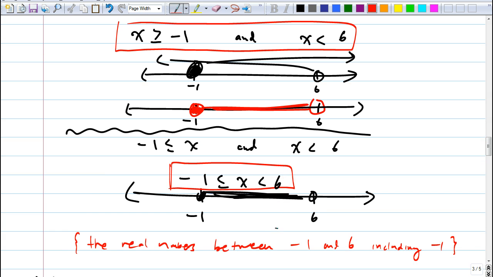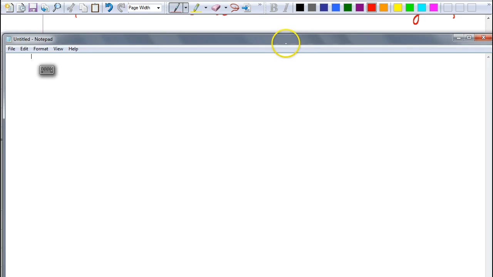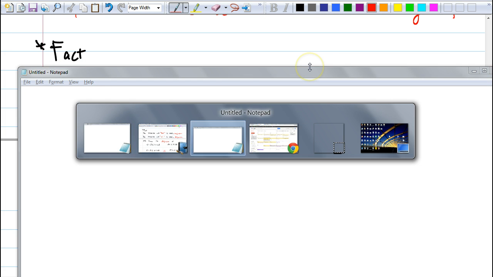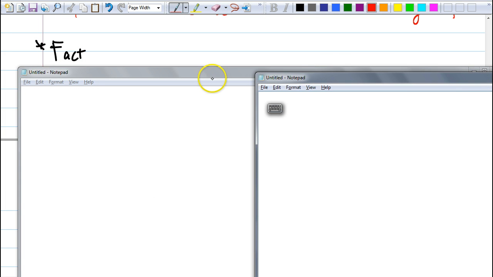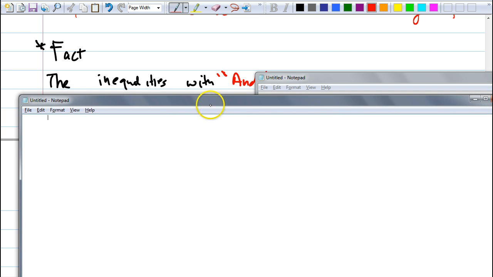The real numbers between -1 and 6, including -1. Wouldn't that be what you would write, right? Here's your answer in the sentence, okay? Now let's do one last one here. Before we do example 6, I need to tell you here's some facts that you should be aware of because you need this for your homework.